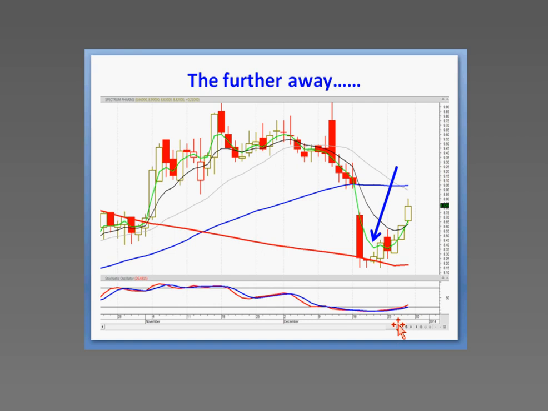Do you trade T-line without candlestick signals? No. I trade everything. I trade candlestick signals and I add everything else to it.